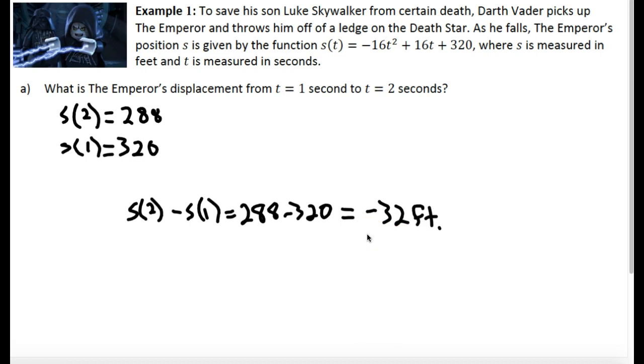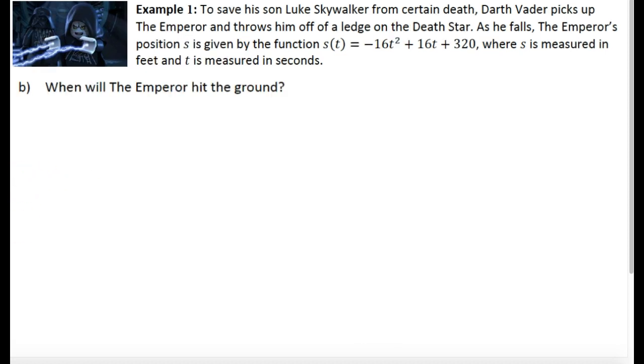All right. Let's take a look at B. When will the emperor hit the ground? All right, so we want to think about the emperor's position when he hits the ground. His position would be 0 when he hits the ground, right? So what I want to do is say my position is equal to 0. Okay, I want to say 0 equals negative 16t squared plus 16t plus 320. Now I just have a quadratic that I want to solve.